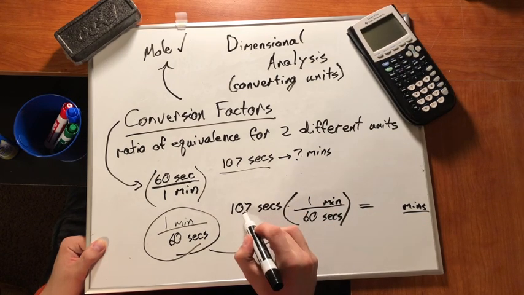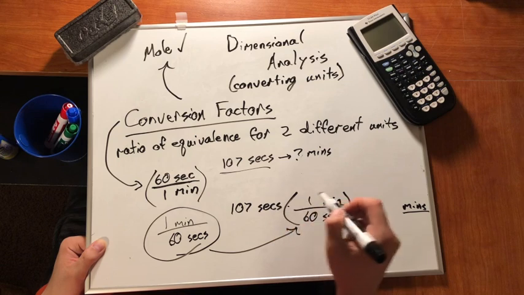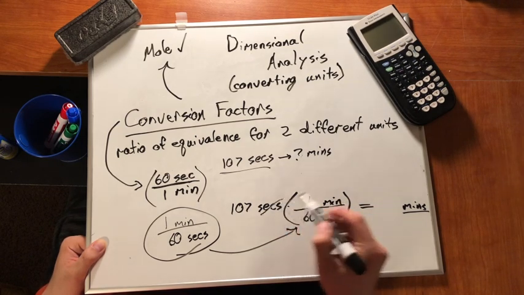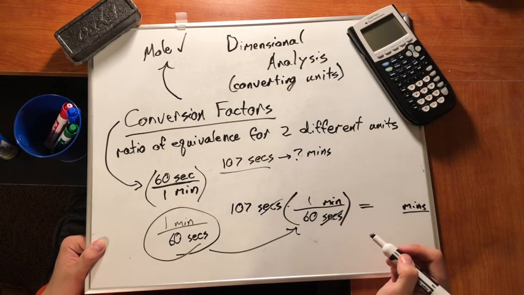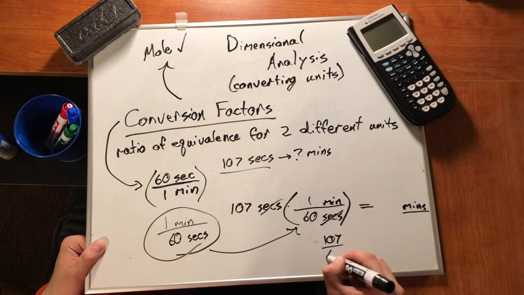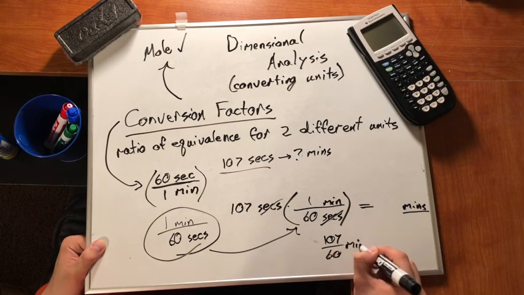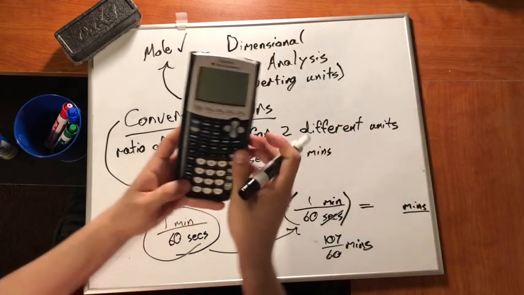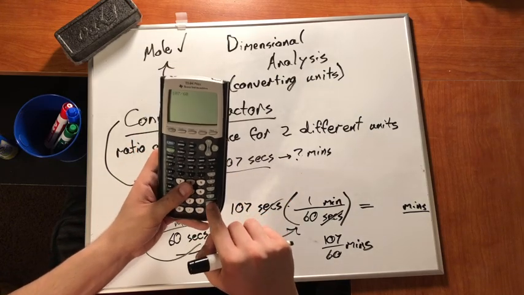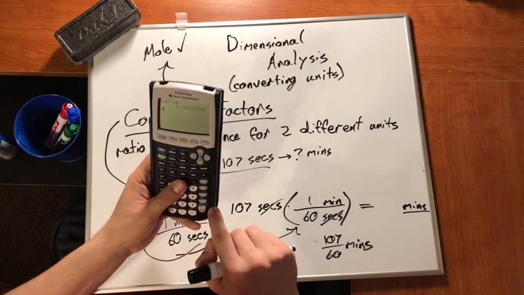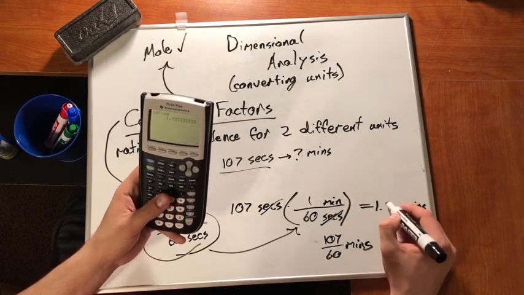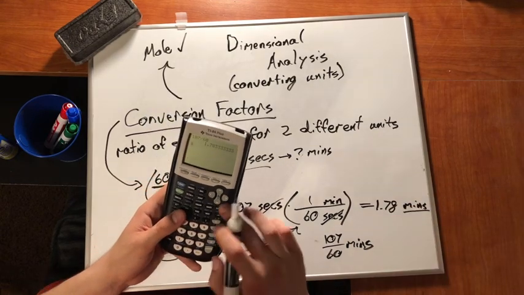I'm going to have 107 seconds times 1 minute divided by 60 seconds, and my seconds will cancel out, and I'm going to be left with 107 divided by 60 minutes. Let me grab my calculator here and figure that out real quick. I'm going to do 107 divided by 60. If I approximate this, I'm going to get 1.78 minutes.